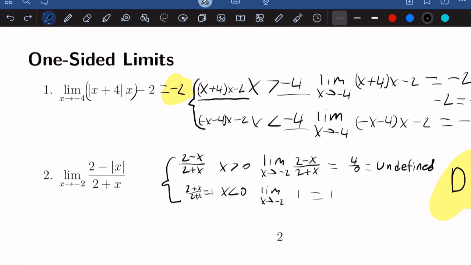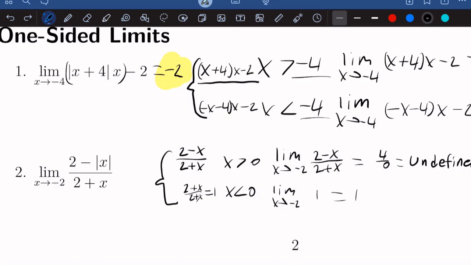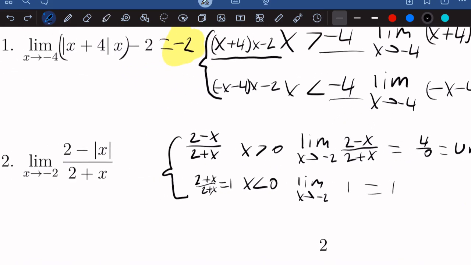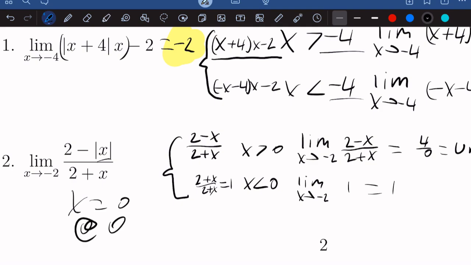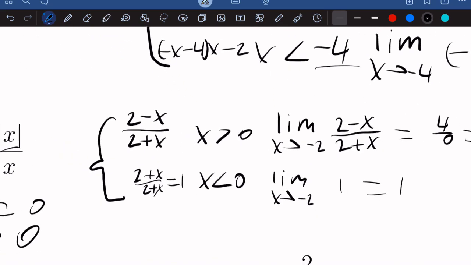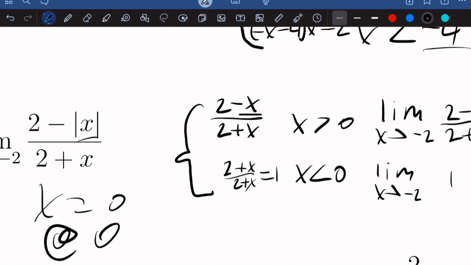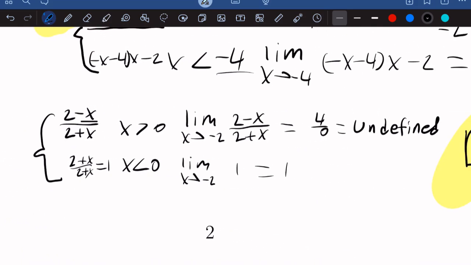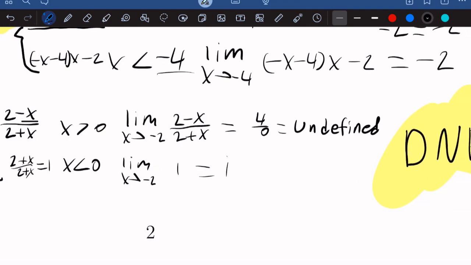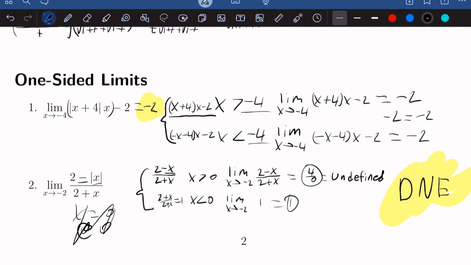For this one, it's the same thing. Where does this equal 0? At 0. So then your right side is going to be greater than 0, and your left side is going to be less than 0. And then you keep it positive, which means it's still going to be a minus. You make it minus, which means it's going to be a positive since you're subtracting. And then you take the limit of both sides. This is equal to 1. This is equal to 4 over 0, which is undefined, which means it does not exist.